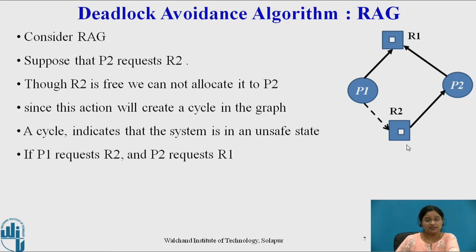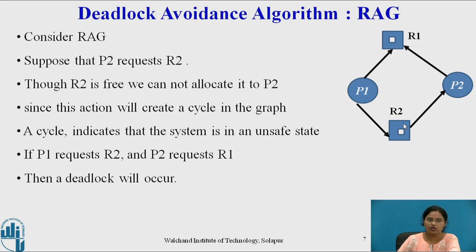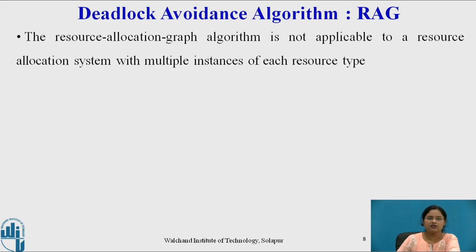Okay. So, now suppose we allocate R2 to P2 and at the same time P1 requests R2, and P2 requests R1. Then when P1 requests R2, that claim edge is now converted into a request edge. Okay, and now we can see here a cycle is present in this resource allocation graph. So, as a cycle exists, we can say that this allocation may result in a deadlock state. So, deadlock may occur in the system. Okay. So, this is all about the resource allocation graph.